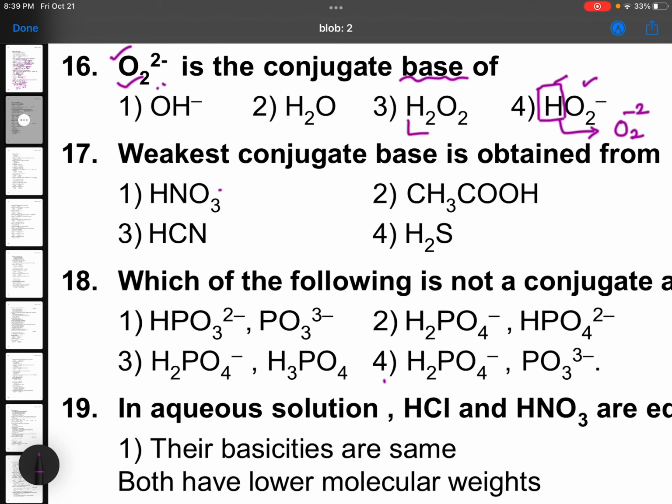From this, if you remove, it will become HO2 minus. From this, if you remove, it will become OH minus. You are removing H plus. From this, if you remove, it will become O minus 2. Correct?